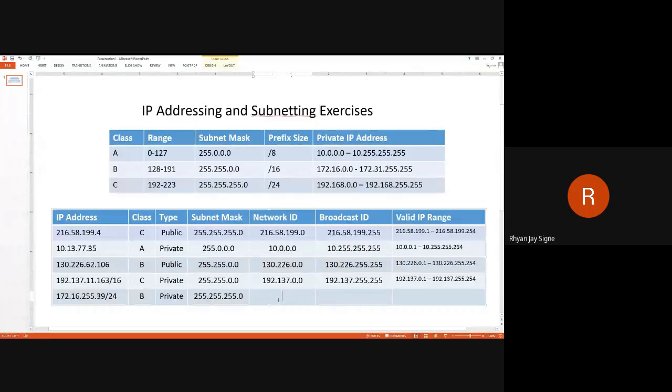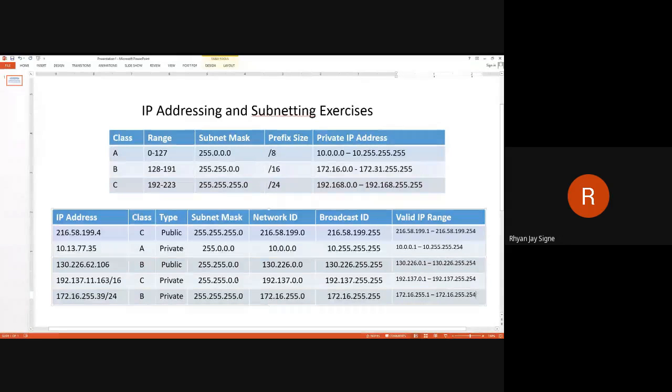So the network ID is 172.16.255.0, and the broadcast ID is 172.16.255.255. The valid IP range is 172.16.255.1 to 172.16.255.254.